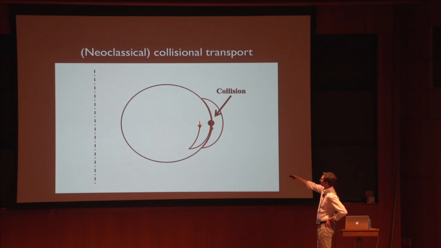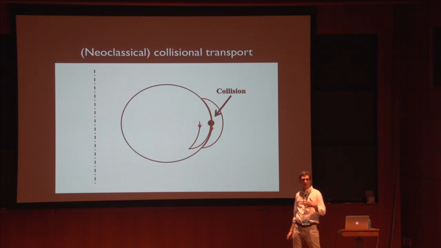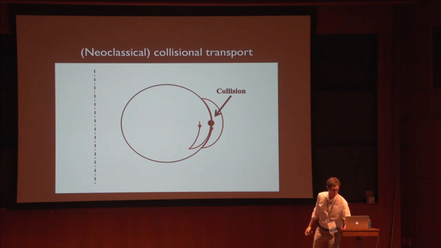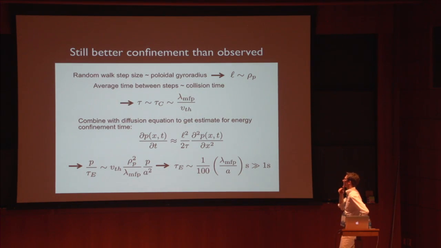And so a particle could start moving around in this trapped orbit, and instead it could collide and move outwards or inwards. So again, we have a random walk process. And now the step size in this random walk, instead of being the gyration radius, is a gyration radius scaled up by a factor of 10 or so, okay? And so the transport will be a little bit worse.